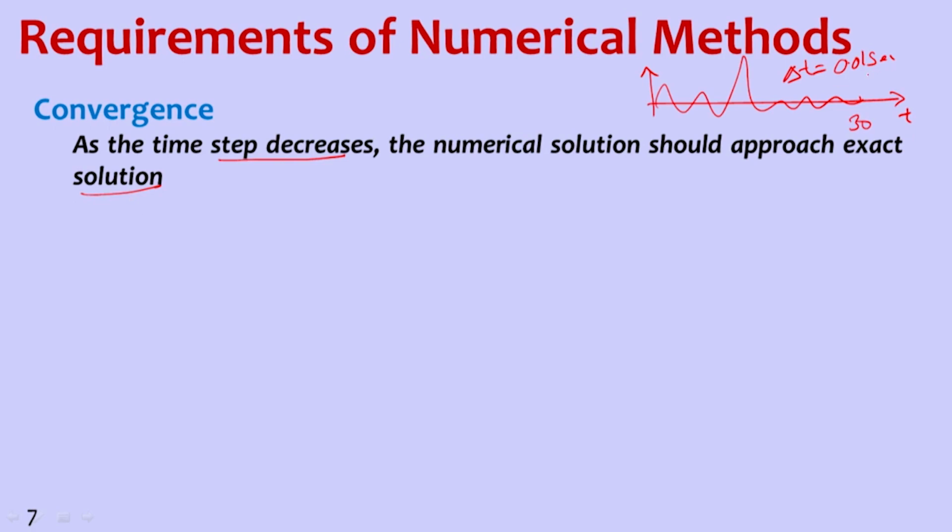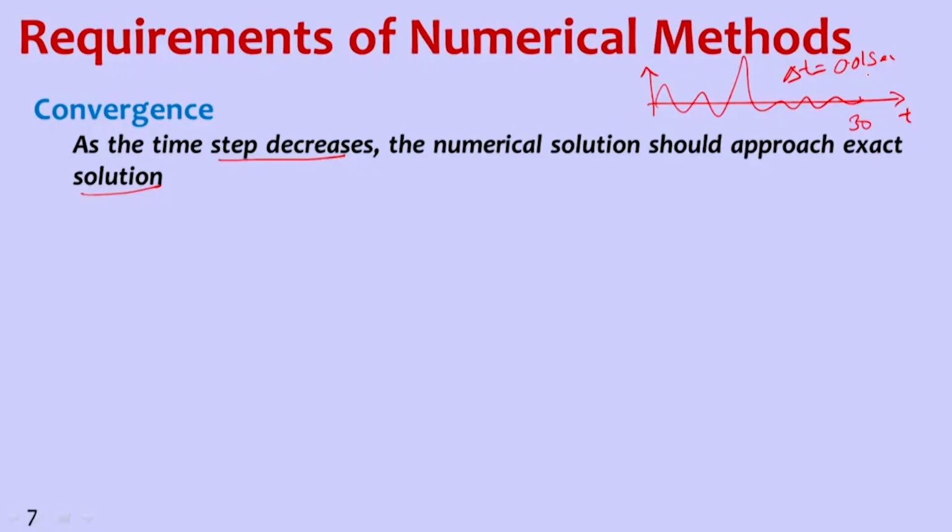But as the time step increases, we will get an approximate solution, not an accurate solution. So convergence means that as the time step decreases, the solution should converge. If the original displacement function is u of t against t, then the approximate solution should be near to this one, and as the time step decreases, it should match the exact solution. That is what is said in convergence.